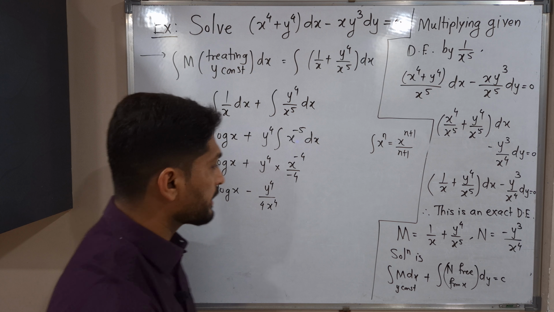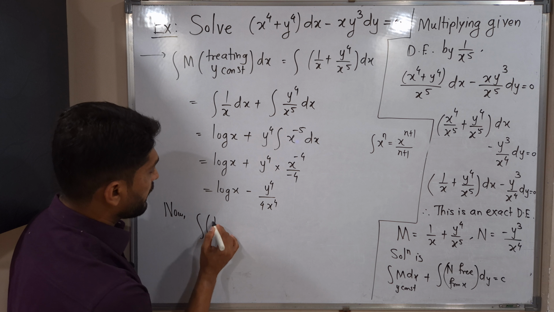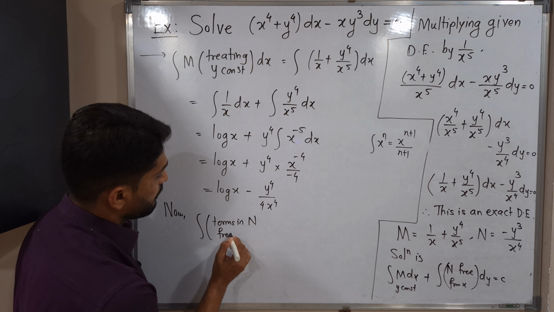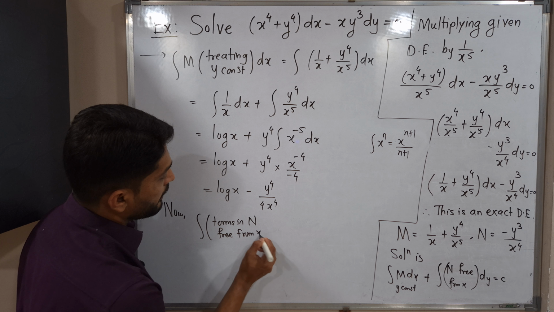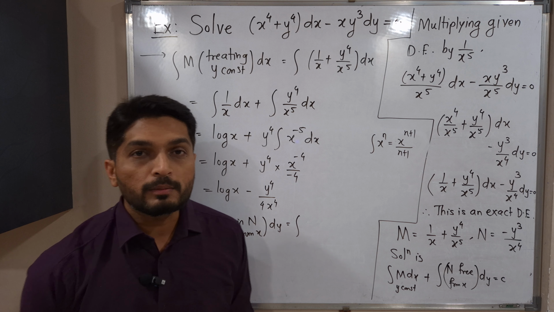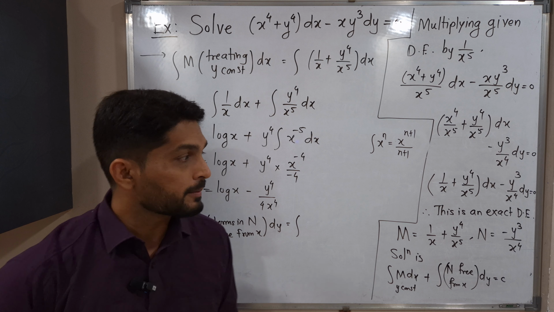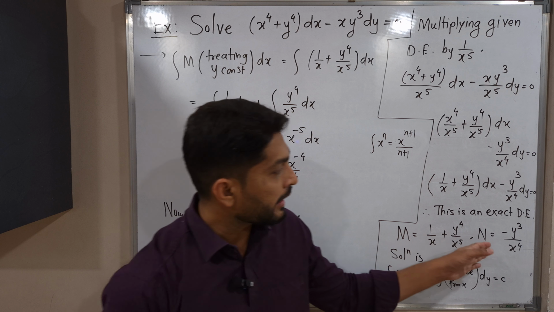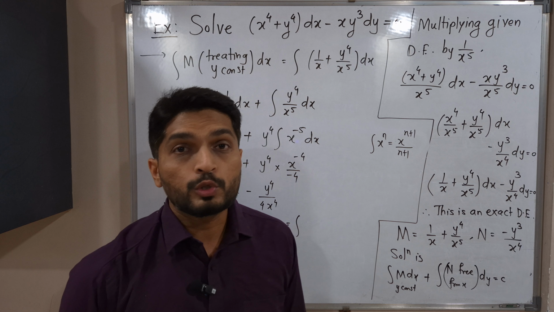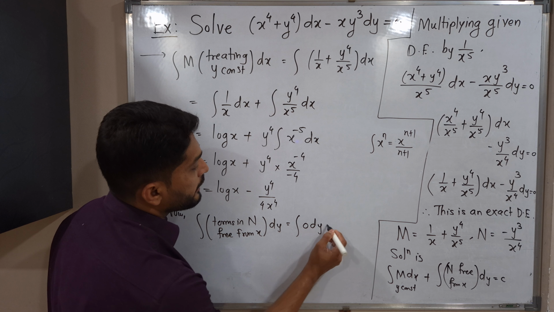So let us talk about the second integral. Now, integration of the terms in n free from x dy. Getting? So we have to find out the terms of n which are free from x. That means there should not be any x. Let us check how many terms are there in n. Only one term is there, and it has x. So you cannot take that term. It means 0 dy I should write, and integration of 0 is 0.